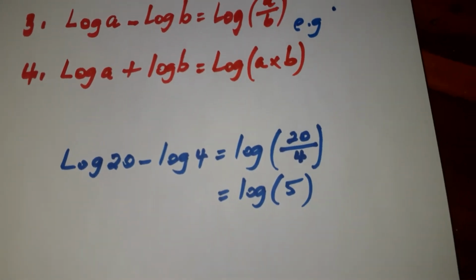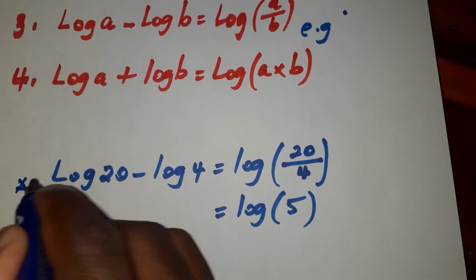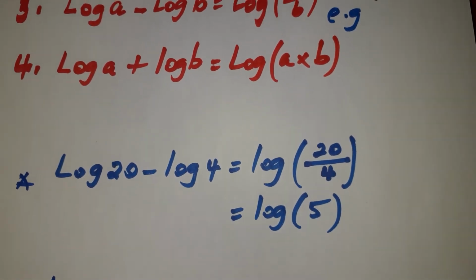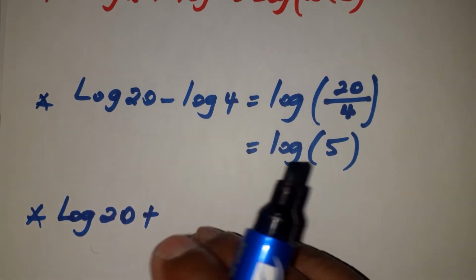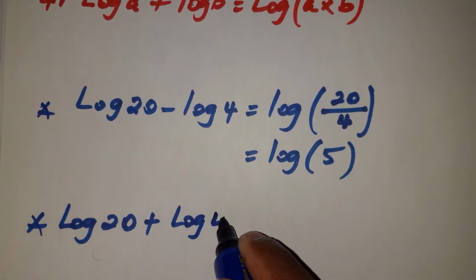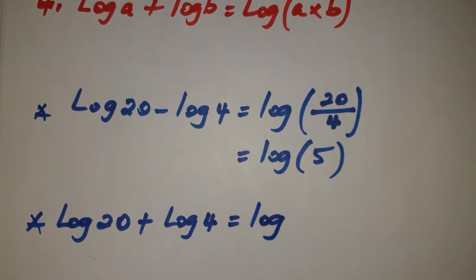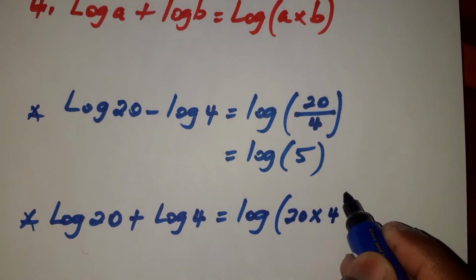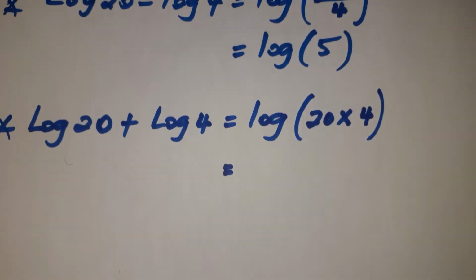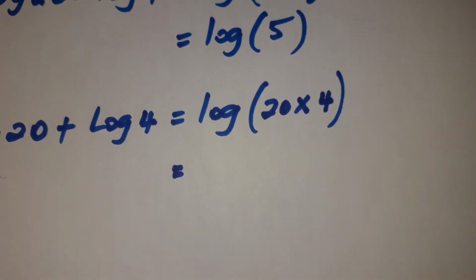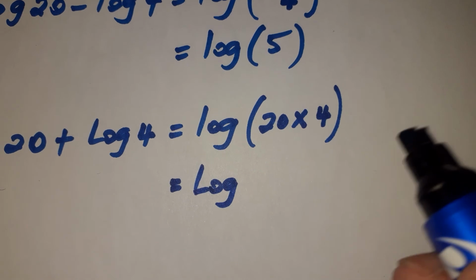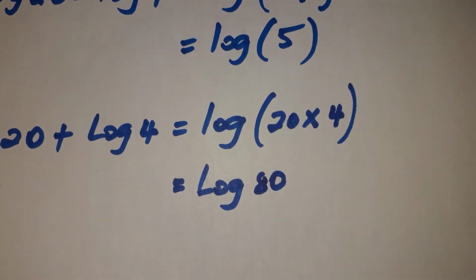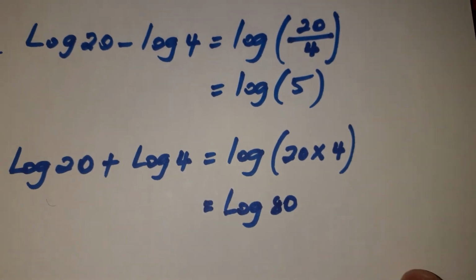Now an example that we can give on this one, suppose you have, let's use the same numbers, log 20 plus log of 4, that will be equal to log, because of plus we have to multiply 20 by 4, then you're going to write log of 20 times 4, that is 8. That is how you do it.